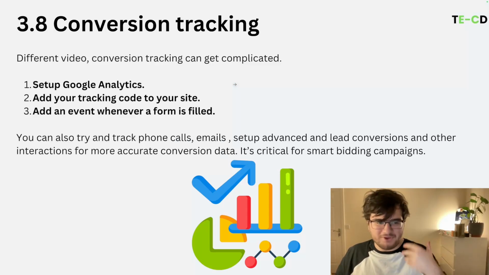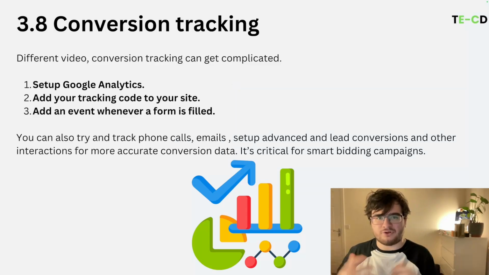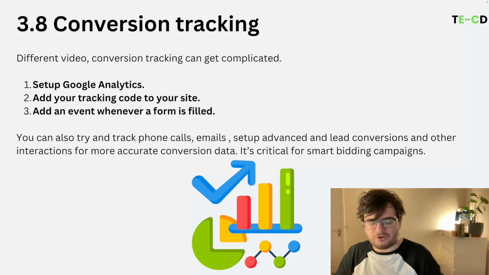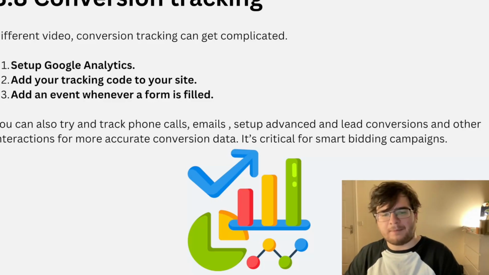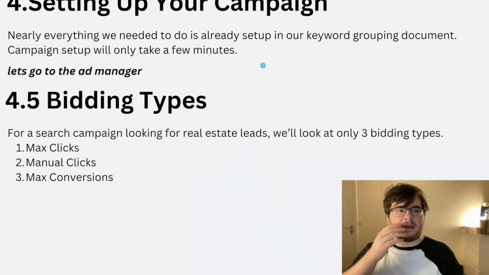But ideally, you go beyond that to also track phone calls, if someone emails, and you have advanced conversions and then lead conversions and that type of thing to get more accurate conversion data. Depending on your strategy, again, we'll go over my real estate strategy a bit later, but it is critical for smart bidding campaigns because otherwise you won't be able to optimize for anything. So, setting up your campaign.